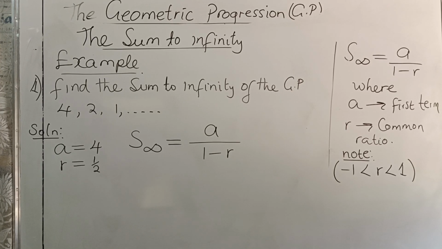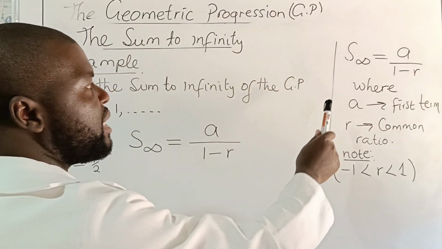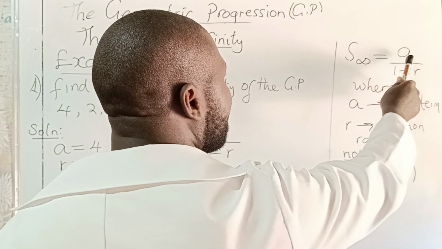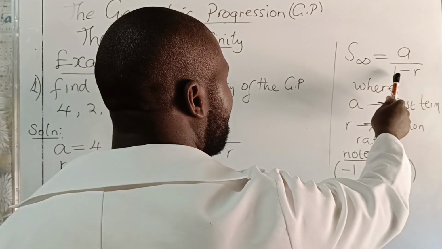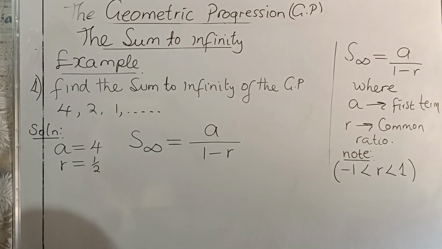We are now getting the sum to infinity of a GP. And we are told that the sum to infinity of a GP is given by the first term over 1 minus the common ratio. We have an example. Find the sum to infinity of the GP 4, 2, 1, and so on.